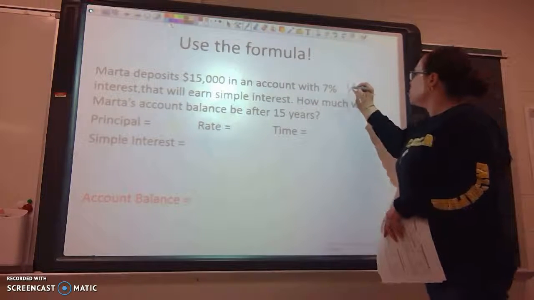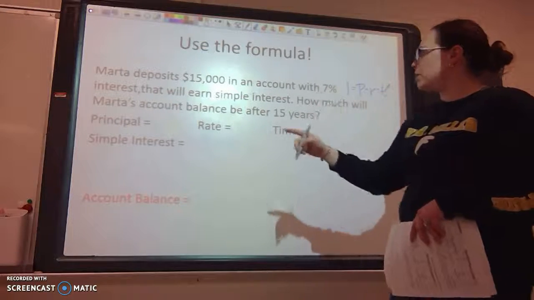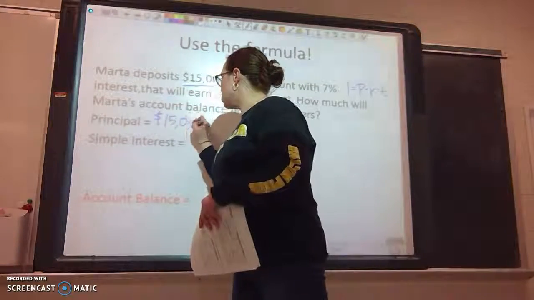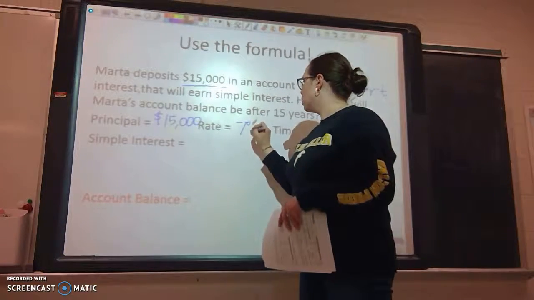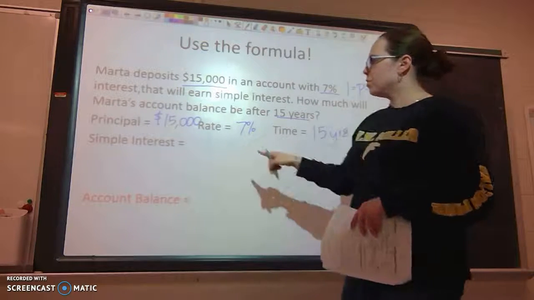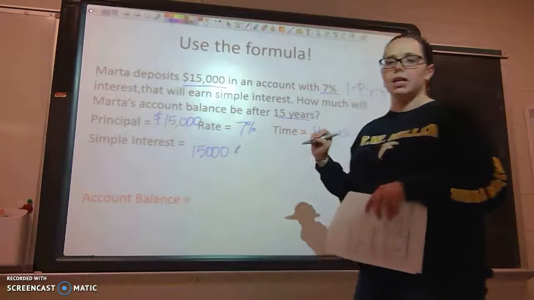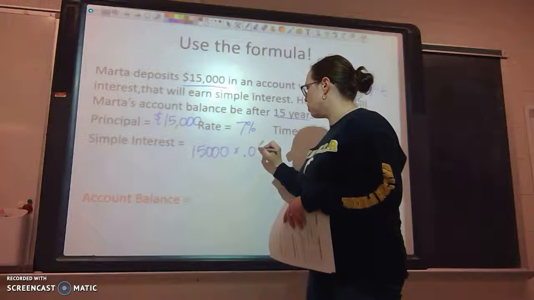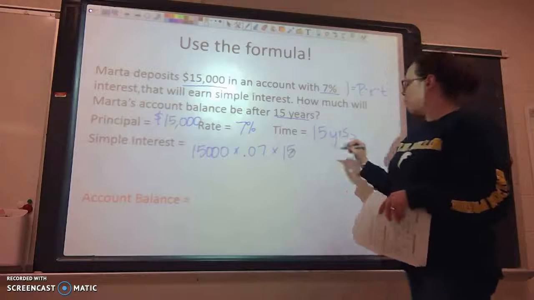Again, interest is principal times rate times time. Principal, she deposits $15,000 at a rate of 7%. What is her balance after 15 years? So principal, 15,000, times the rate in decimal form. If it's 7%, move the decimal to the left 2 places, so it's 0.07, times 15 years. I'm going to move over here and do my math.